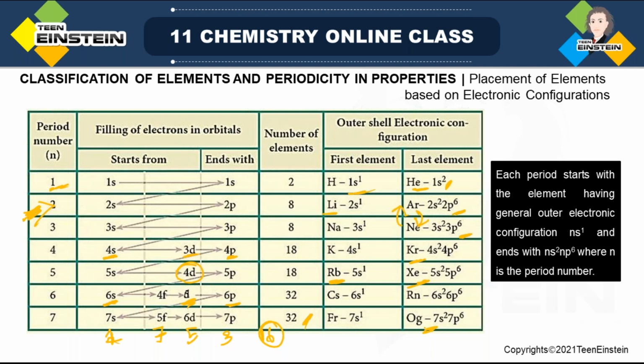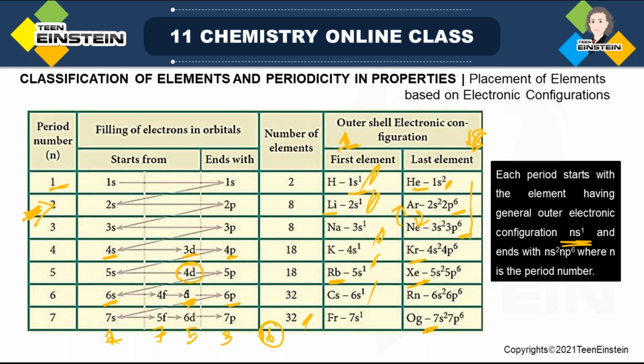Now, commonly we can say each period starts with the element having general outer electronic configuration ns1. This one. And it ends always with ns2 np6, which is the general electronic configuration for group 18, because all these are group 18. This is basically first element, group 1. And this is group 18.